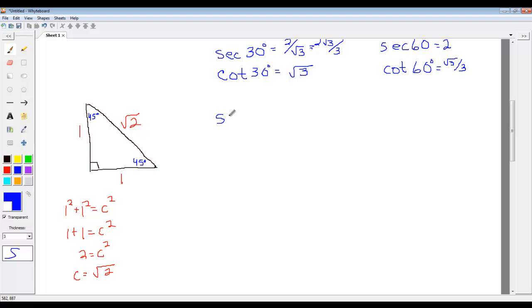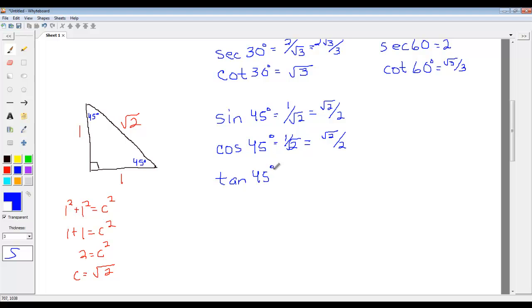So sine of 45 degrees, opposite over hypotenuse, would be 1 over square root of 2. And once you rationalize the denominator, you get square root of 2 over 2. Cosine of 45 degrees, adjacent over hypotenuse, 1 over square root of 2 again. So again, square root of 2 over 2. Tangent of 45 degrees, 1 over 1, so that's going to be 1.